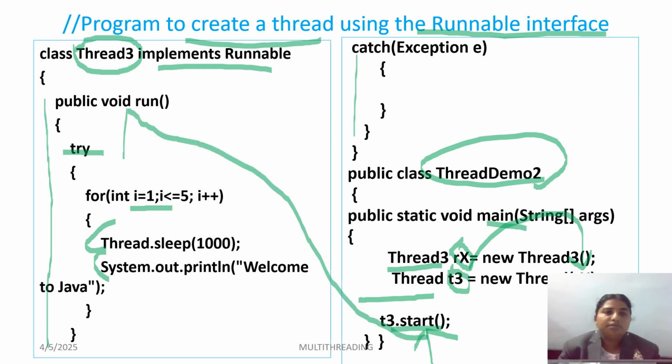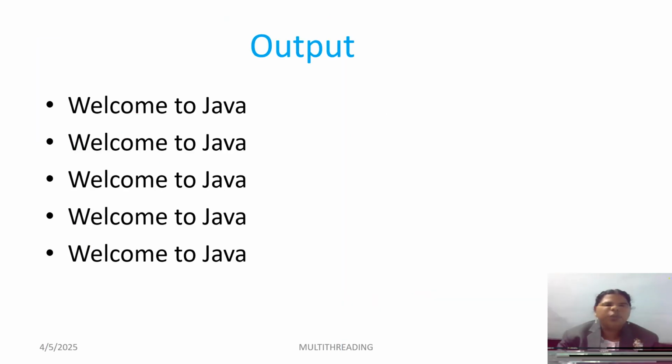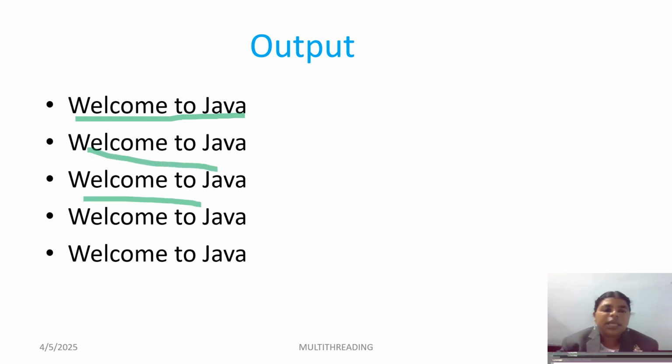When it reaches the run method, it finds two methods, the sleep method and the method to display the message. The output of the program is the set of statements "Welcome to Java" being displayed at an interval of 1000 milliseconds, at the end of which the thread reaches the dead state.